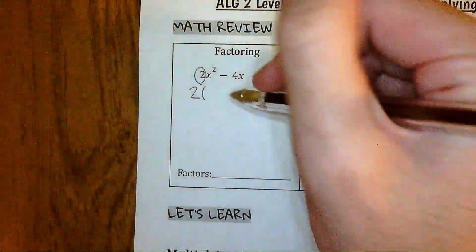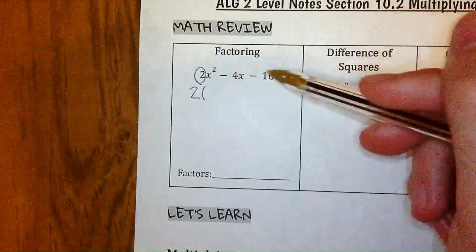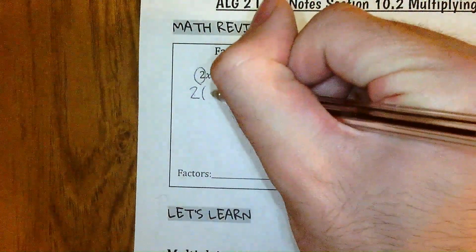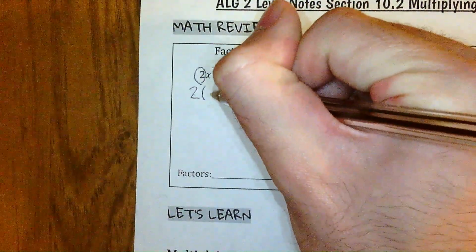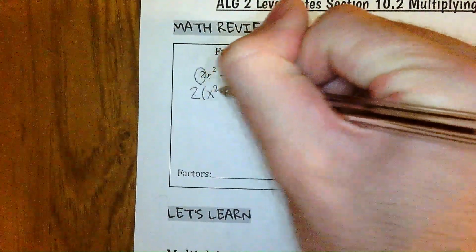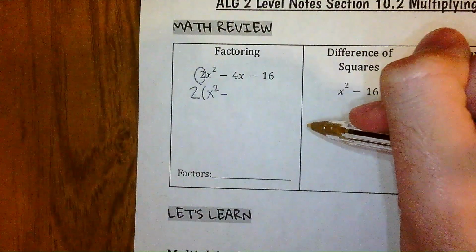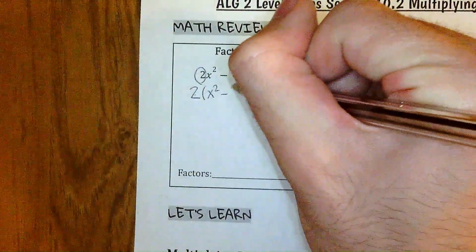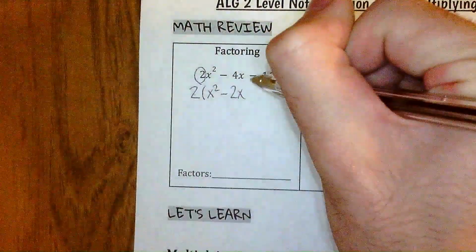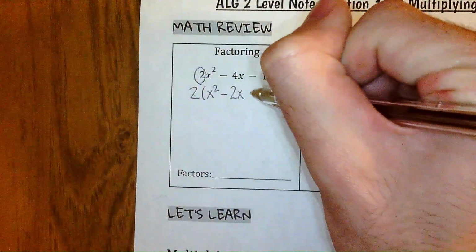Now, what's left behind, we can find by dividing each term by the 2 that I pulled out. So, 2x squared divided by 2 leaves behind x squared. Minus 4x divided by 2 leaves behind minus 2x. And then minus 16 divided by 2 leaves behind minus 8.